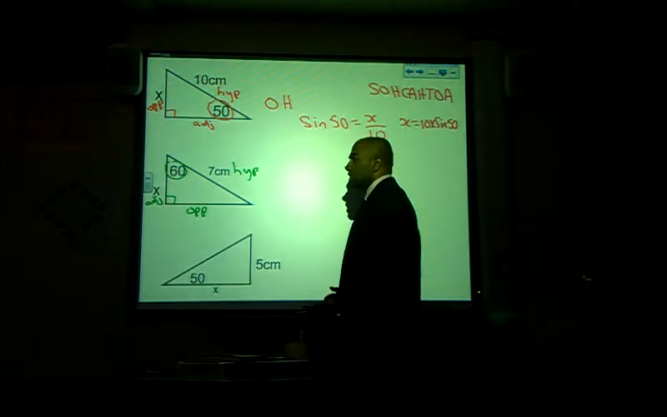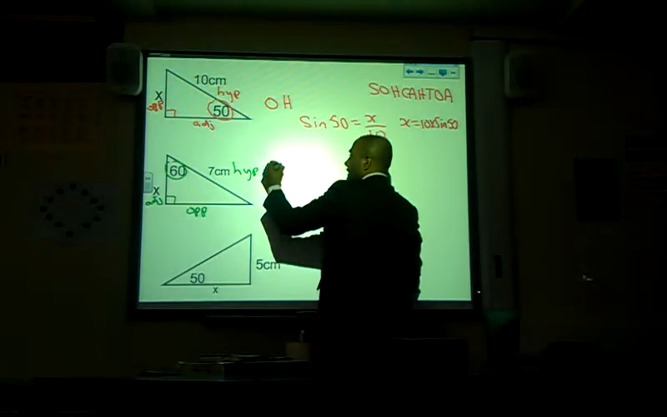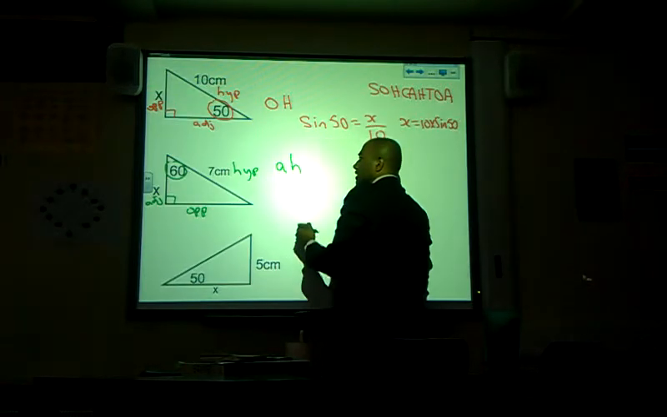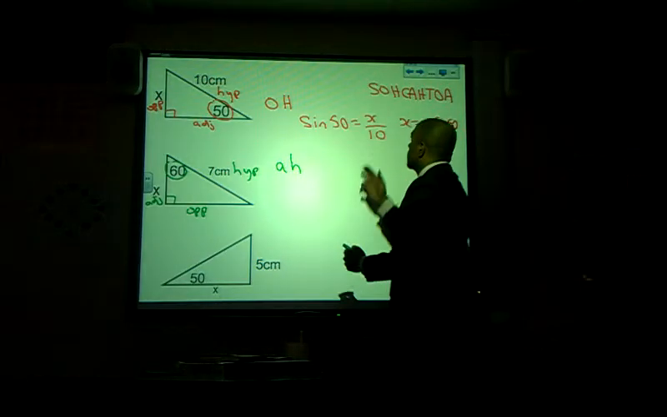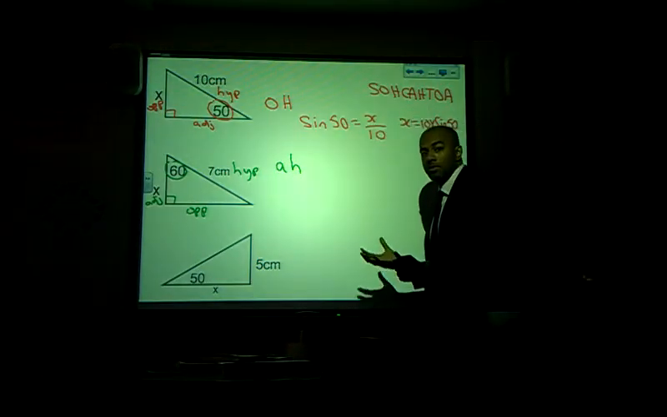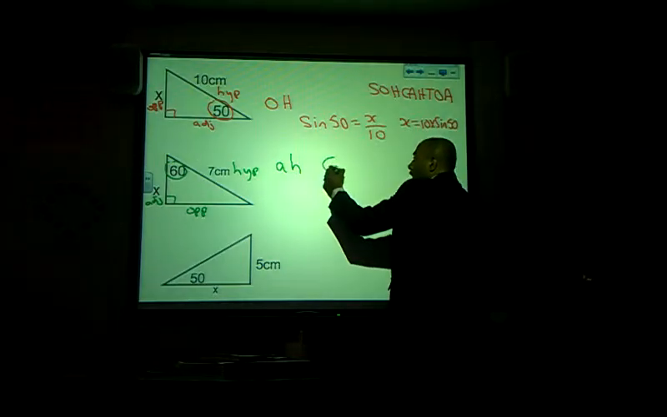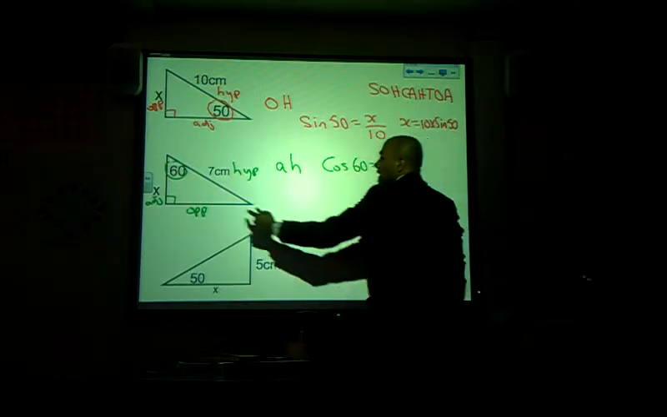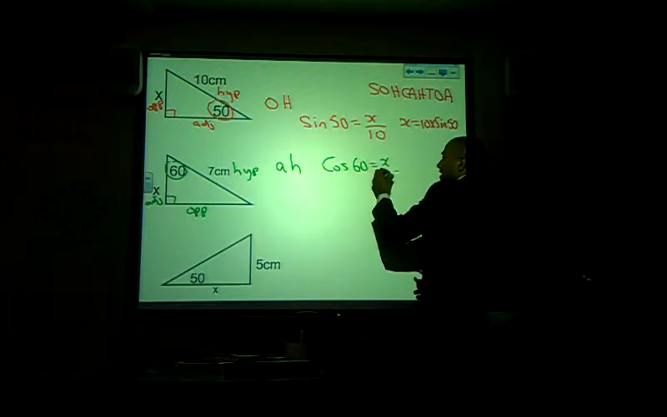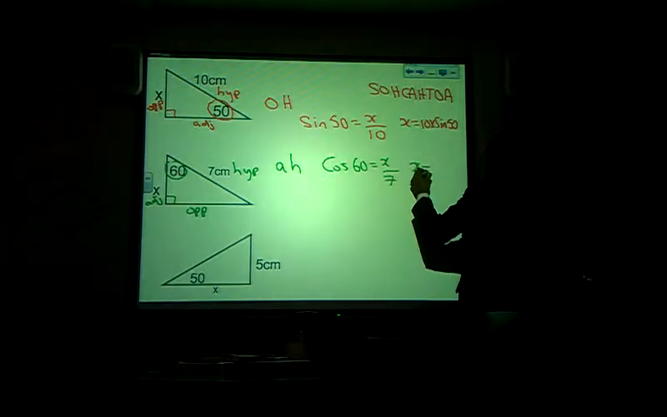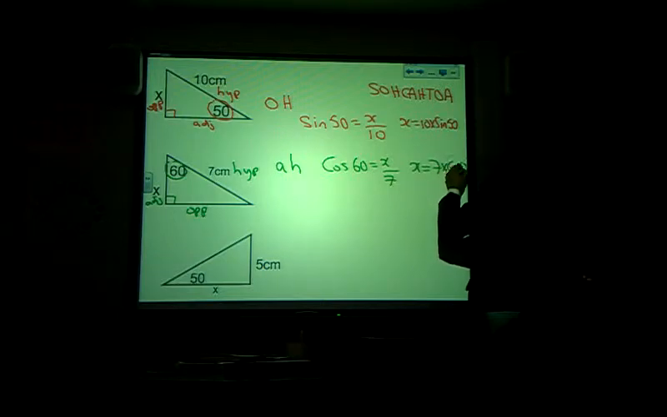Okay, look at the information. They want us to find the adjacent, and they've given us the hypotenuse. So we've got A and H. Where have I got A and H together? With the C. The C standing for cos. So the cos of 60 is equal to the adjacent divided by 7. So x will be equal to 7 times the cos of 60.